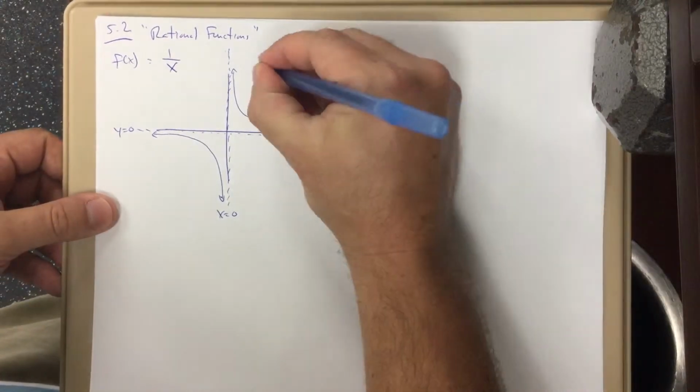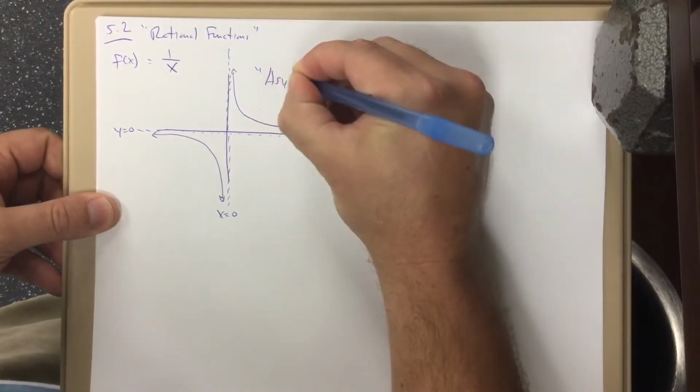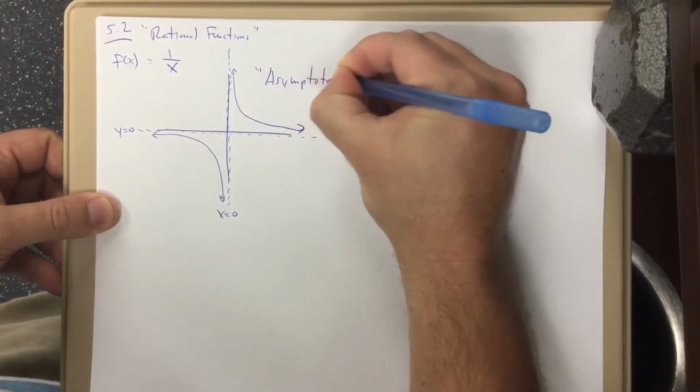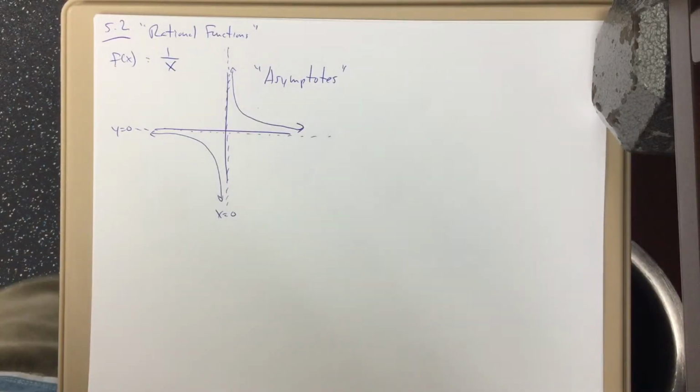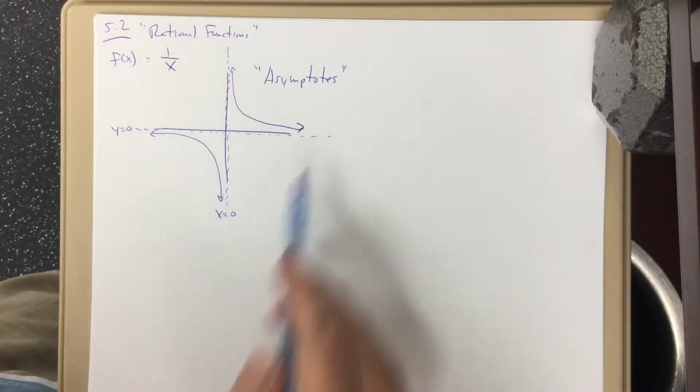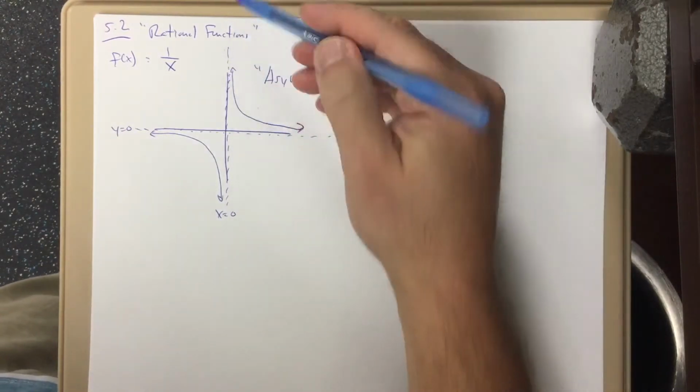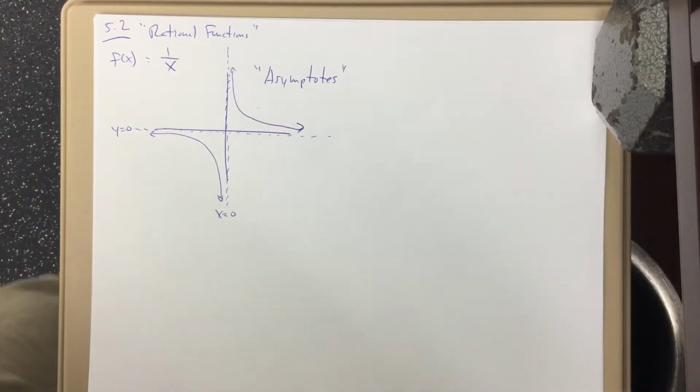So we end up with these dashed lines where the graph is not allowed to touch. These lines are called asymptotes. I say asymptote, but you know, that's wrong, and that's okay. So the graph has a horizontal asymptote at y equals 0 and a vertical asymptote at x equals 0. Lines that the graph gets really close to, but never touches, right? It's not allowed to touch, okay?